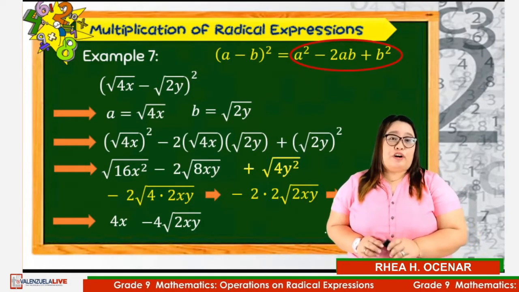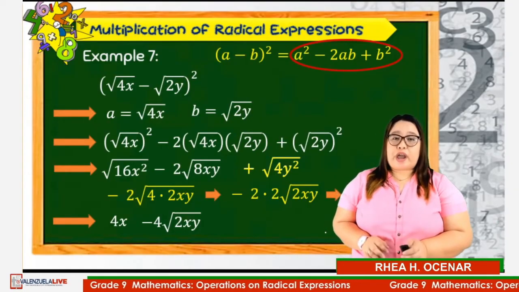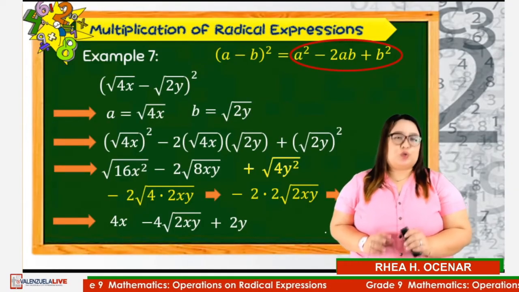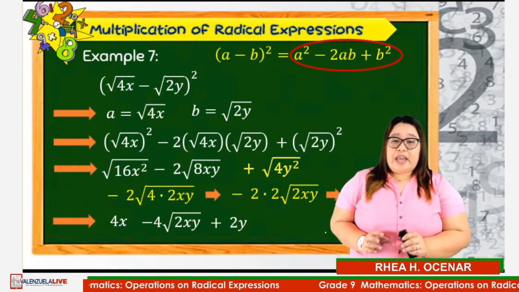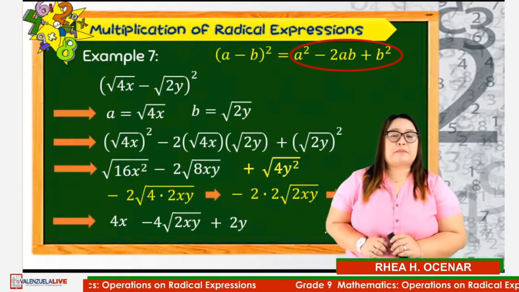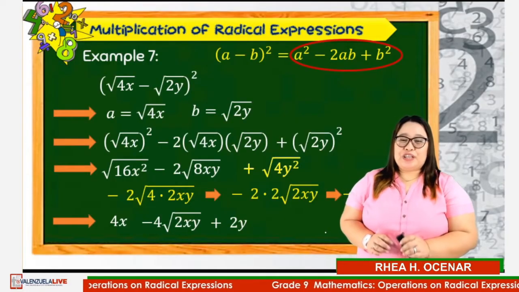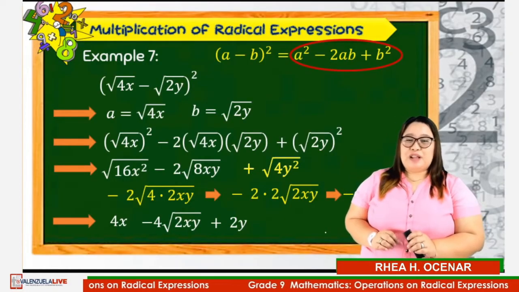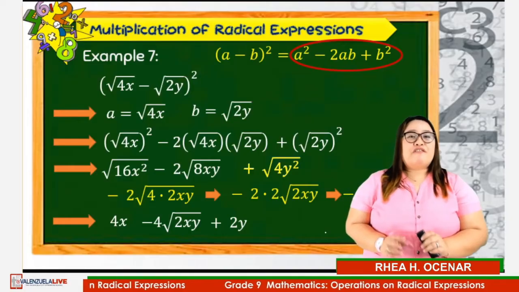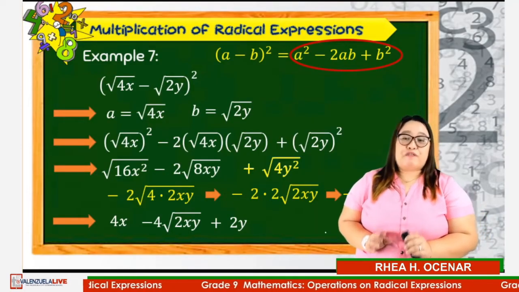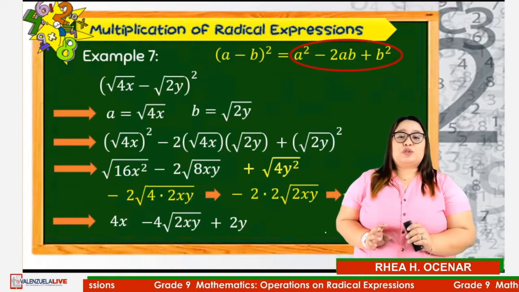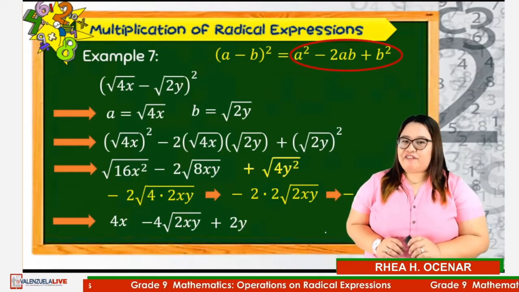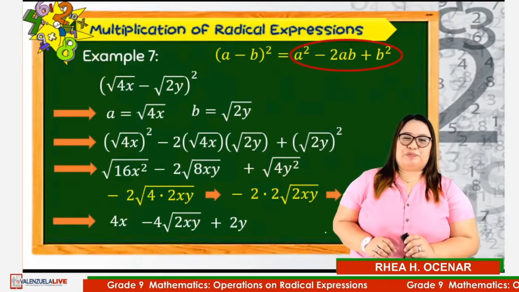And square root of 4y squared, we have 2y. Are there any similar terms? Very good. There are no similar terms. Therefore, 4x minus 4 square root of 2xy plus 2y will be our final answer.